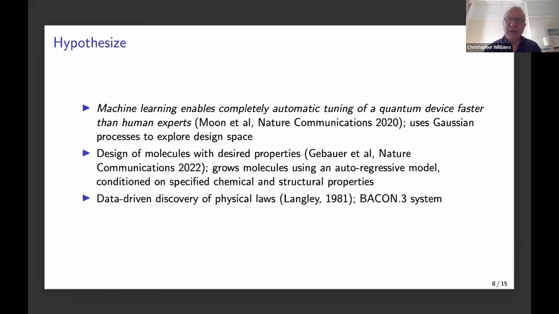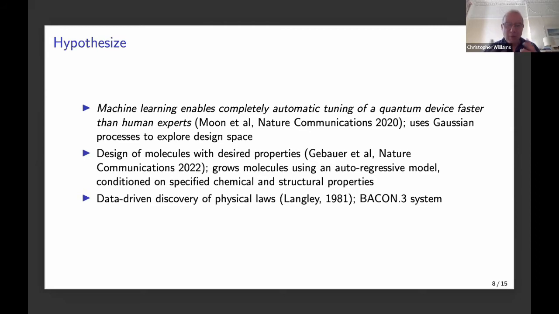We also talk about hypothesization, and certainly in things like experimental design, we might have examples where we want to explore a design space, maybe based on surrogates like a Gaussian process model of the expected utility of various different configurations. This first example is around that, and the second is around designing molecules with desired properties. So basically growing a molecule with an autoregressive model, but conditioning on specific chemical and structural properties you want to achieve.